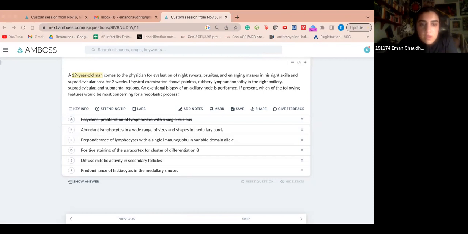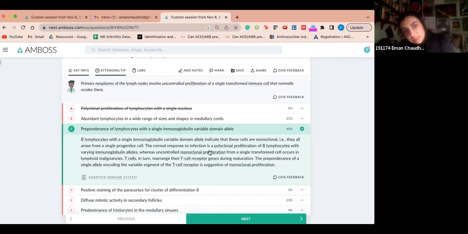Abundant lymphocytes in a wide range of sizes and shapes in medullary cords. Is that worrisome? And then there's C, which Shema mentioned. Then D, positive staining of the paracortex for cluster of differentiation 8. No, right? Diffuse mitotic activity in secondary follicles, predominance of histiocytes in the medullary sinuses. Since no one else answered, let's go with Shema's answer, which is C, and let's see if that's correct. Good job, Shema, it's C.